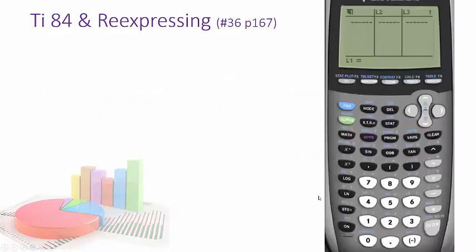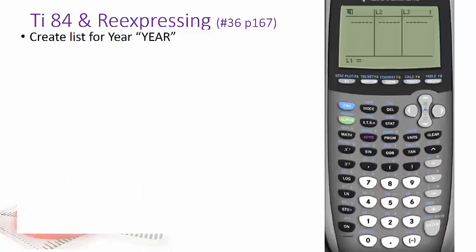The last topic we're going to be covering is re-expressing data. Remember when we dealt with earthquakes or taking the log or the square root, there were ways to work with the data so you could see the pattern better. The same thing applies to correlation. If we're able to straighten out the data, then we can do some correlation on the new expression of data. So the first thing you'll do is create a list for year.